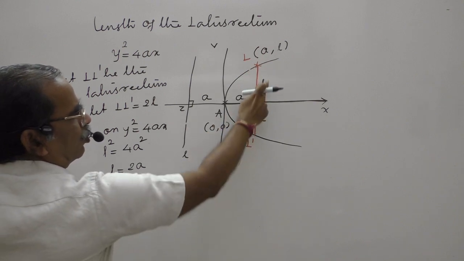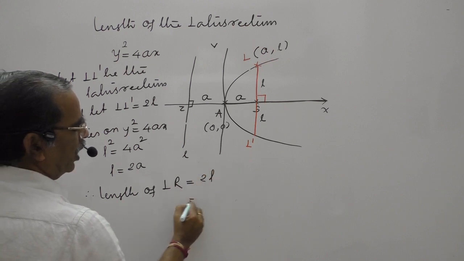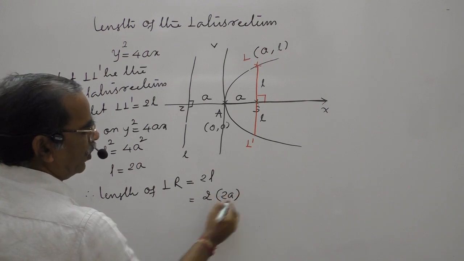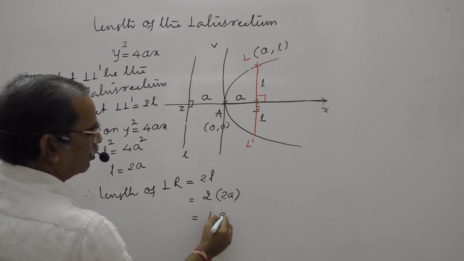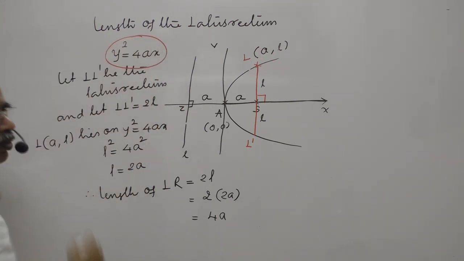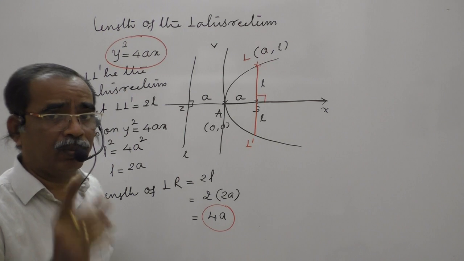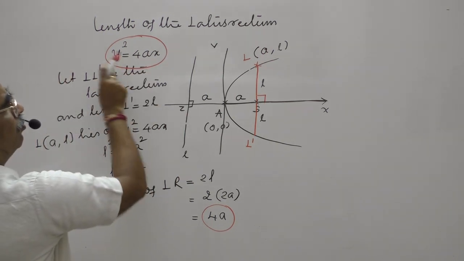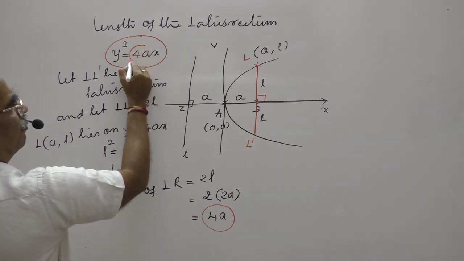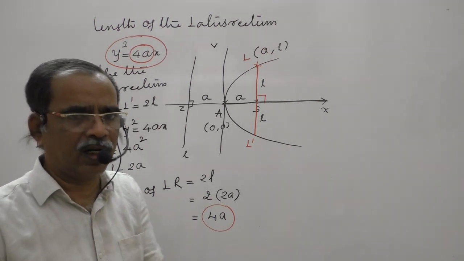This is the latus rectum whose length is 2L. We have taken it as 2L, but what is L actually? L has come 2a, therefore this is 4a. So for the parabola y square equal to 4ax, what is the length of the latus rectum? 4a. Important: in this parabola, this is the second degree term, this is the first degree term. The coefficient of the first degree term, its magnitude, will give us the length of the latus rectum.